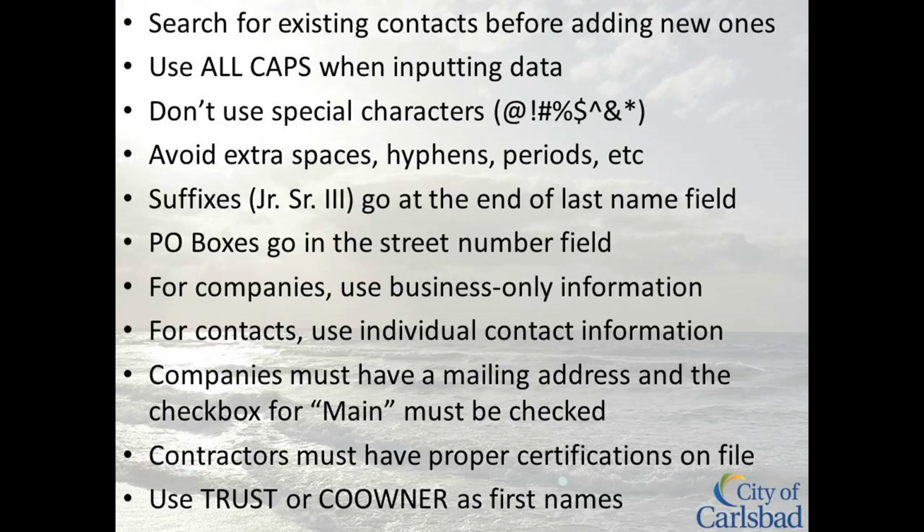For companies, only put in business-specific information, no personal information. For contacts, use individual contact information. When it comes to companies, each company contact has to have a mailing address, and that mailing address should have the main checkbox marked so that it can be used properly for reports and other documents generated by the system going forward. Contractors must have the proper certifications already on file in order to use the contractor contact type. And finally, when it comes to associating ownership information in the system, make sure you use trust or co-owner as the first names and then the full trust or co-owner information as the last name.